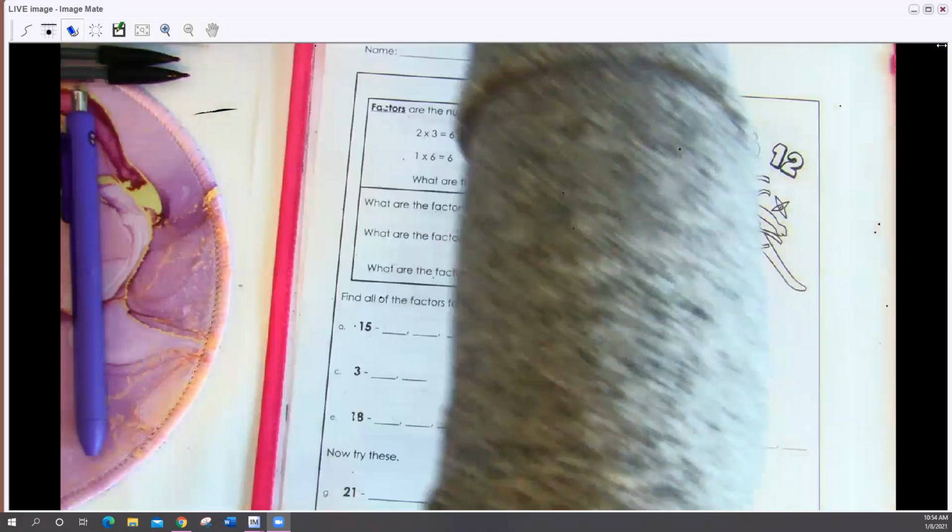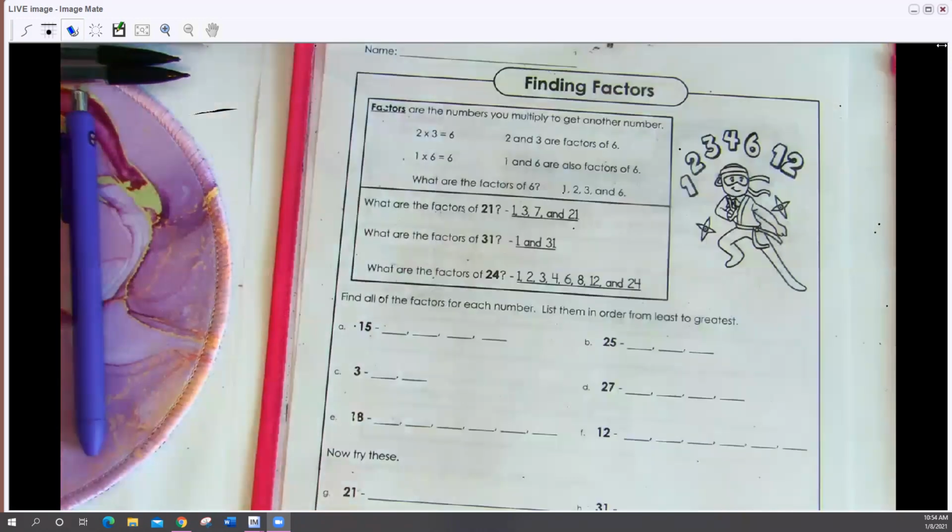Okay, so it says that factors are numbers you multiply to get another number. So we did a little bit of work on that the other day. You can see 2 times 3 equals 6. So 2 and 3 are factors of 6. And 1 times 6 equals 6. 1 and 6 are also factors of 6. So what are the factors of 6? 1, 2, 3, and 6.